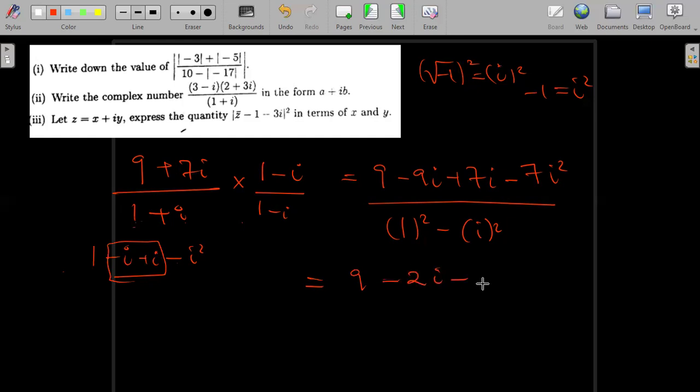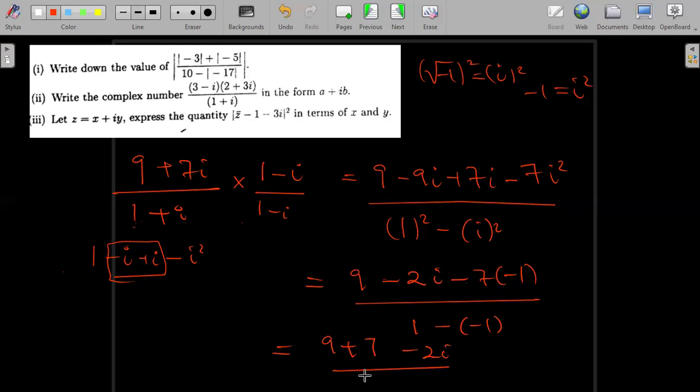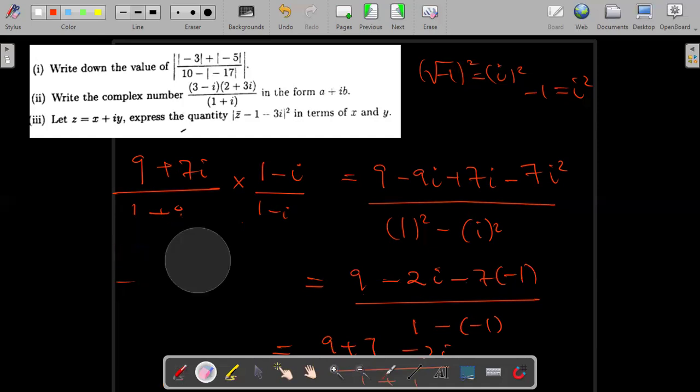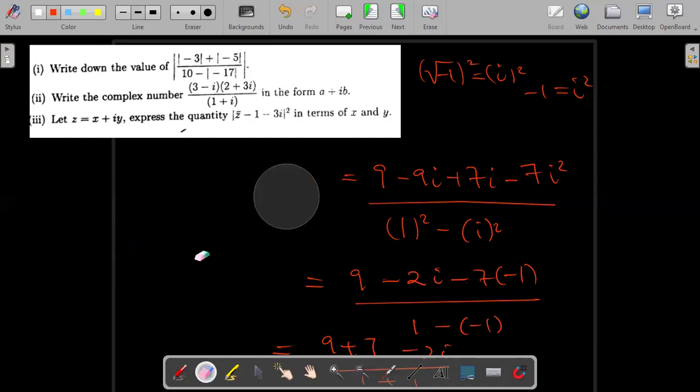Then negative 7, what is the i squared? I replace it with negative 1 and I get that. Then down there it gives me 1, and that gives me negative i. And there, this by that gives me positive 7. 7 by 9, so I have 7 plus 9, and negative 2i down there. Then there I get 1 plus 1.